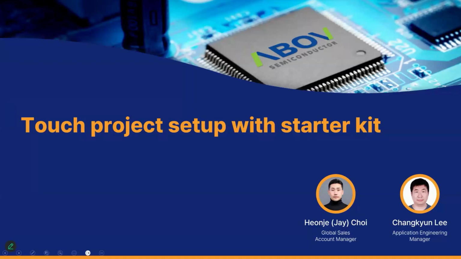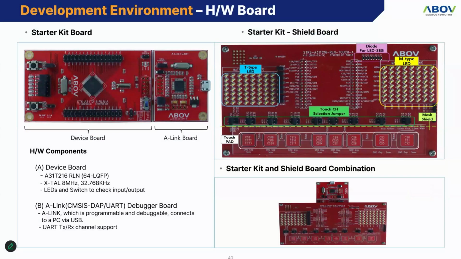Okay, I will continue to move on to the touch project setup with the starter kit. The A31T216 starter kit has built-in chip, MCU, connector, JTAG add-on, and UART. The header pins offer easy connections. The starter kit quick guide explains basic setup. You can find the schematics and design files on our website.